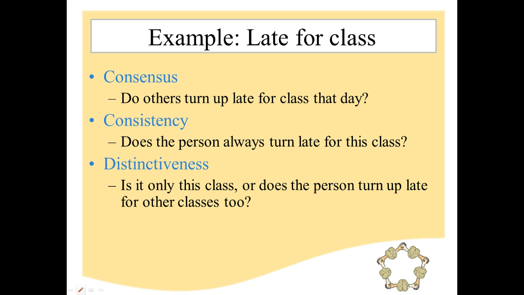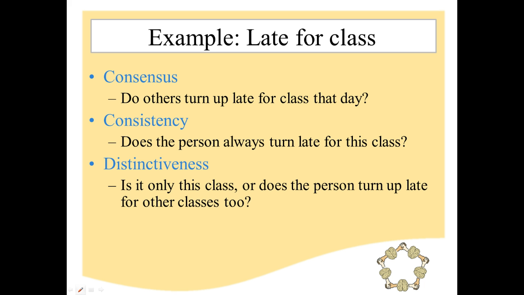Or, alternatively, if they turn up late for every other class, then once again, maybe it's not the situation. Maybe it's the person who's not having a very good time managing their time. So you can see how these three factors have a direct impact on how we explain and try to attribute causes for someone's behaviour. So the Correspondent Inference theory and the Covariation principle are two theories that really help us to understand why people do the things that they do.